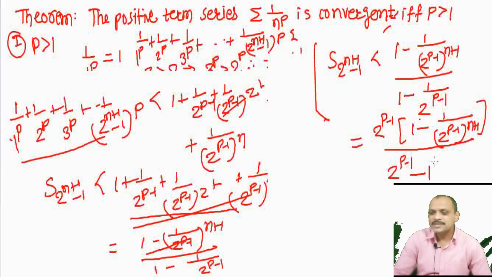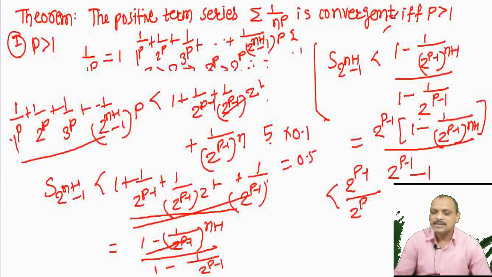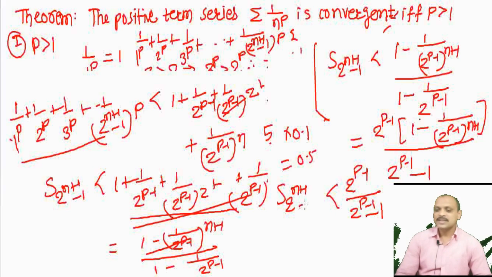Okay, now this is the bracket term, this is a fraction. That means this is a number, suppose this number is 5 and this is a fraction, suppose this is 0.1, so its multiplication will be 0.5. That means it is less than 5. So obviously we take the greater term, 2 raised to p minus 1 divided by 2 raised to p minus 1 minus 1. That is, S of 2 raised to n plus 1 minus 1 is less than 2 raised to p minus 1 divided by 2 raised to p minus 1 minus 1.